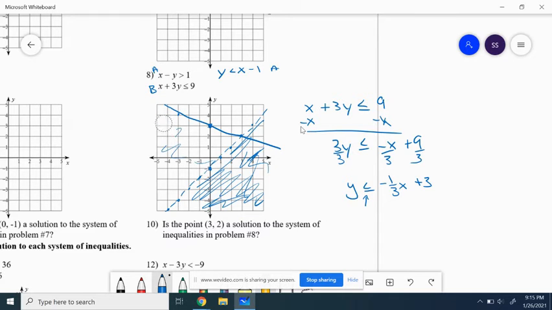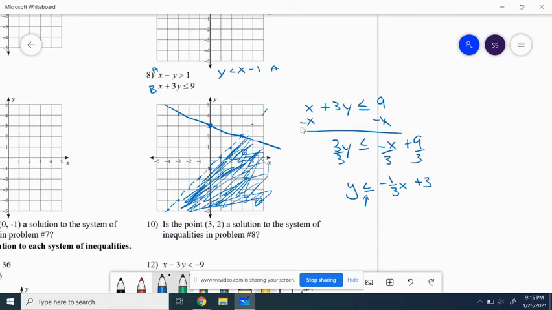But we want the intersection. So it looks like, I'm going to erase here, erase up here as well. Looks like the solution would be everything in here, because this would be the section that overlaps. Okay, hopefully that makes sense.